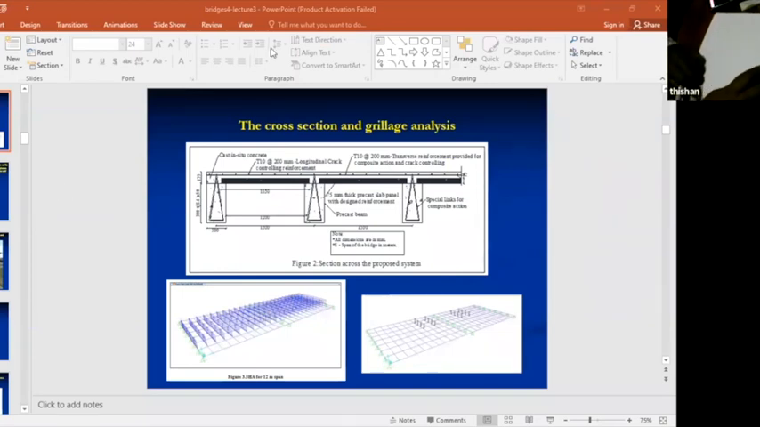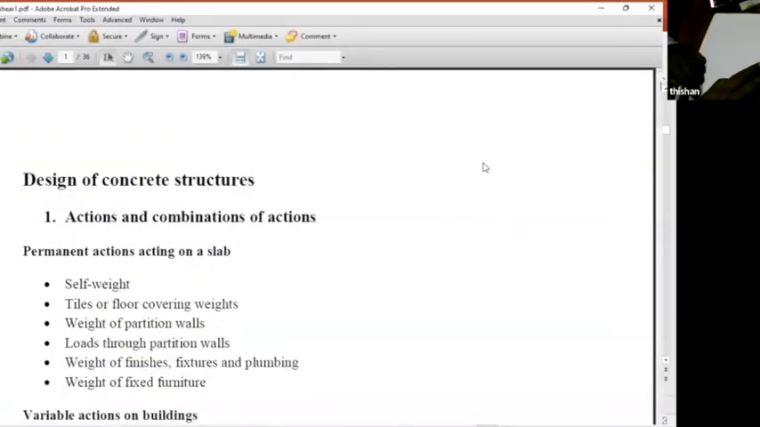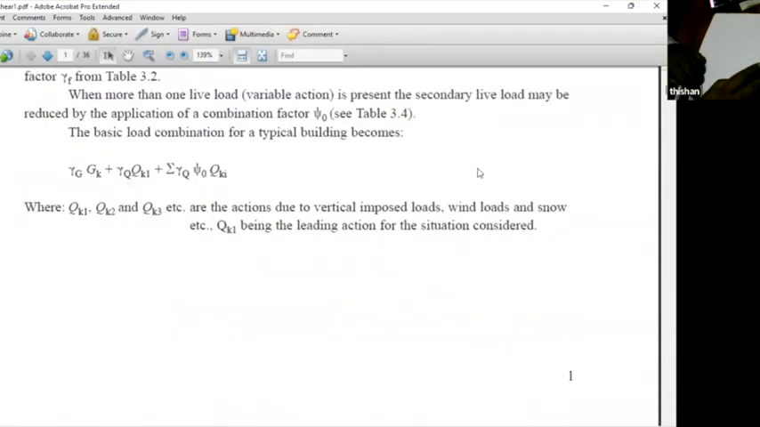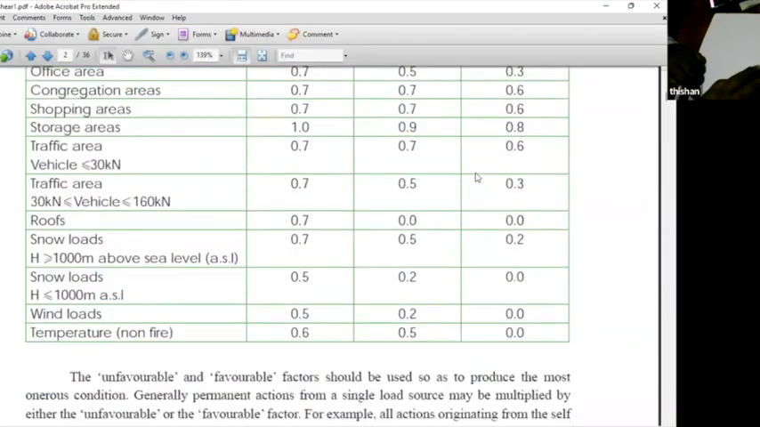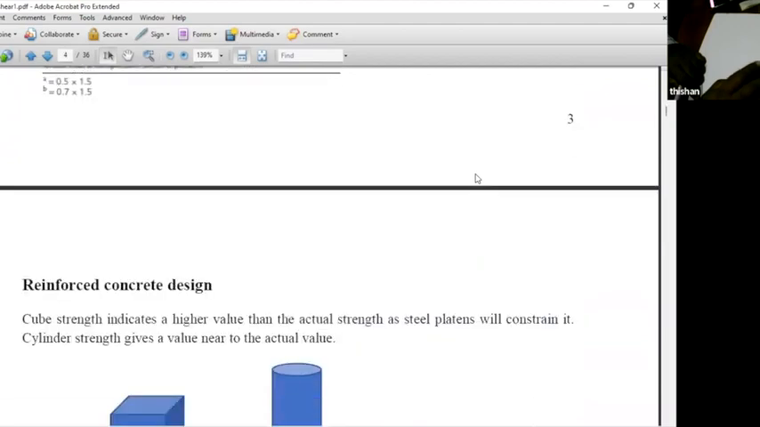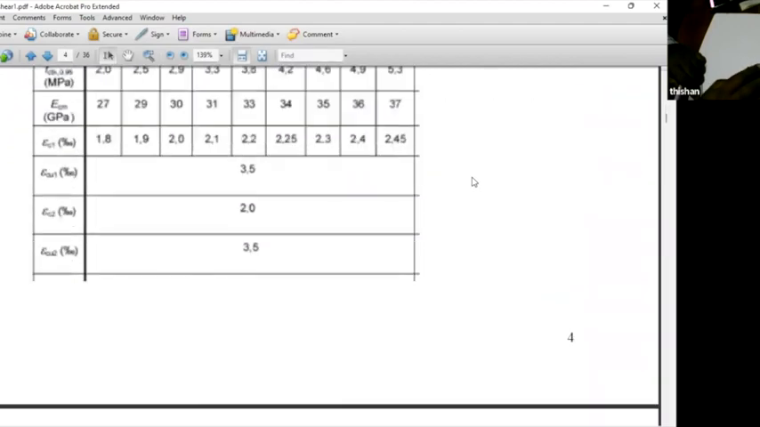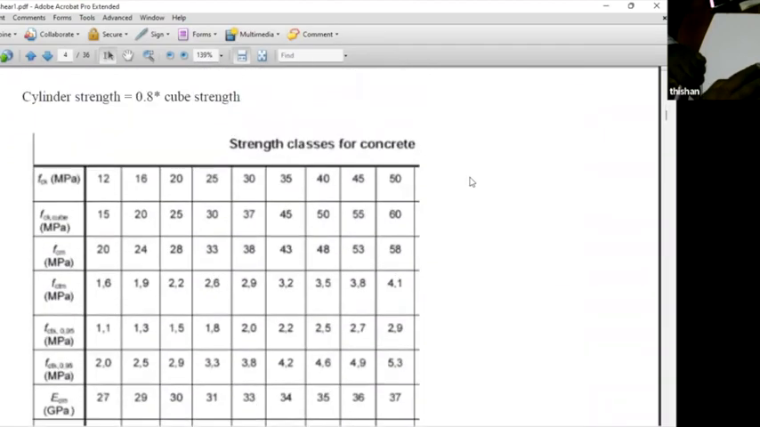I'll stop sharing for a moment, and I'm going to get the other note on concrete design. Right. So let's see the cover requirement. Okay, let's look at the concrete properties first.